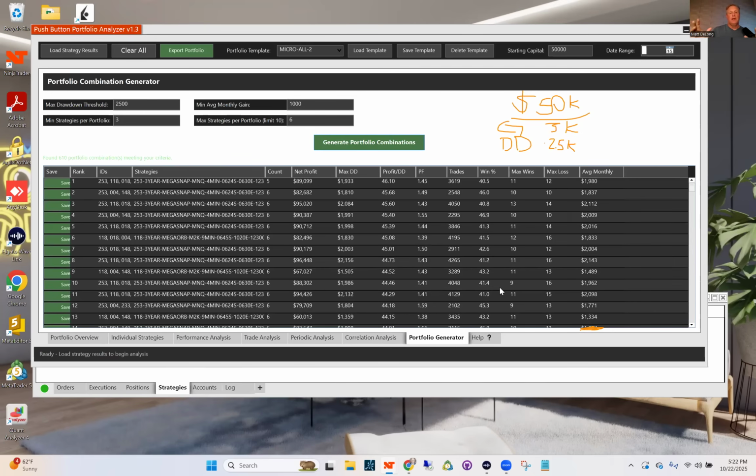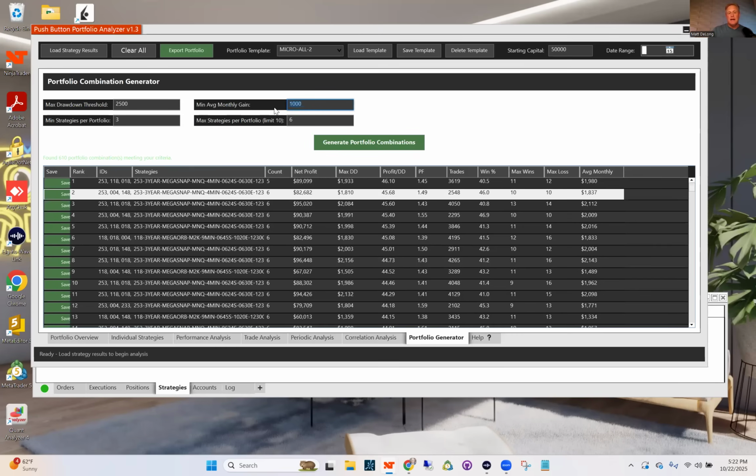Remember, we had 11 previously that I loaded. So it's going to look at those 11, and it's going to say, let's do number 1 and 4, number 5 and 6. Let's do every possible combination so that we have a minimum of 3 and a max of 6. It's literally doing the reverse logic, doing all the work for you. What do we like as far as drawdown, as far as consistent profit over time? It's showing your average monthly gain, which we said was $1,000.